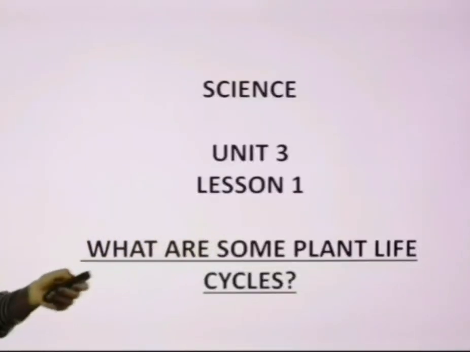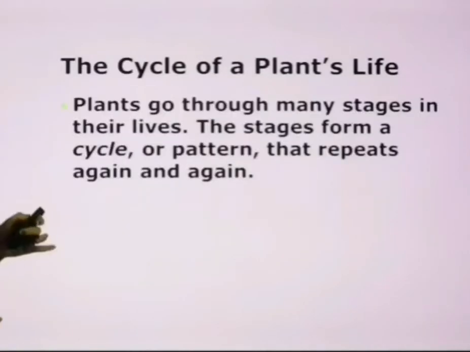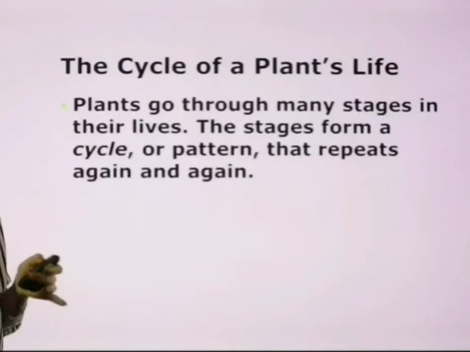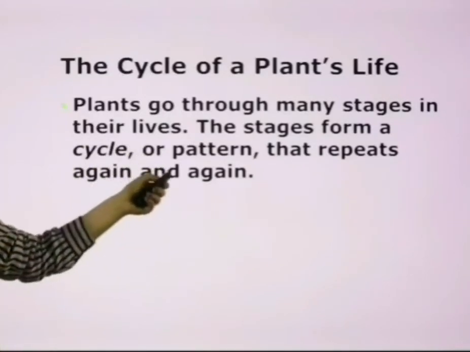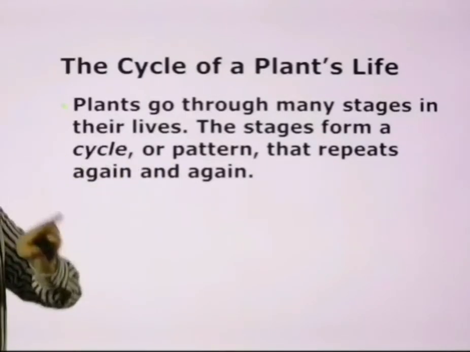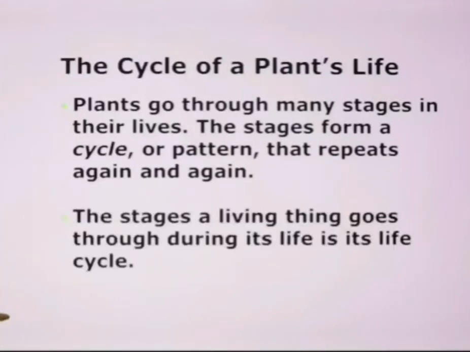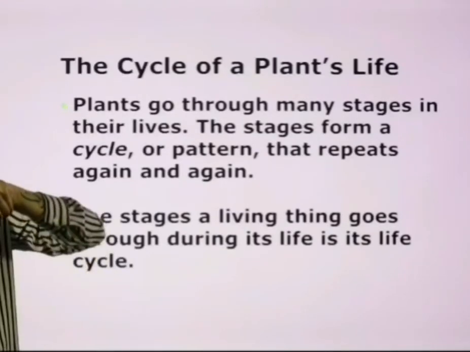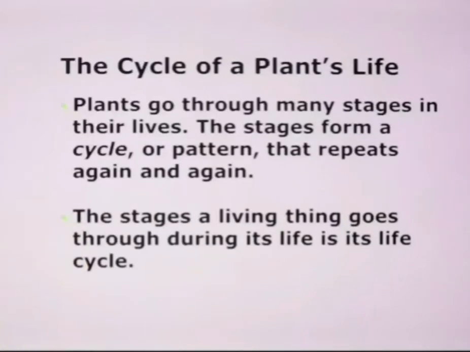Here are some plant life cycles. The cycle of a plant's life. Plants go through many stages in their lives, just like humans. The stages form a cycle or pattern that repeats again and again, just like babies grow up to become toddlers, then teenagers, then adults, then grown-ups, and so on. The stages a living thing goes through during its life is its life cycle. So all of these stages together form the life cycle of the living thing.